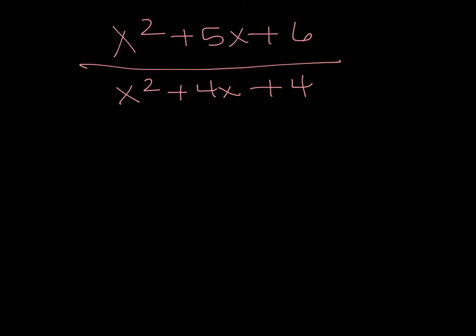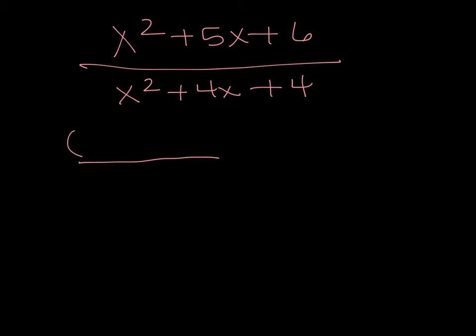Okay, so now we've got x squared plus 5x plus 6 over x squared plus 4x plus 4. We have two trinomials, so we need to try to factor them. Okay, now on the top and the bottom, neither one has anything that we can factor out for a greatest common factor, so we need to try to factor the trinomials.